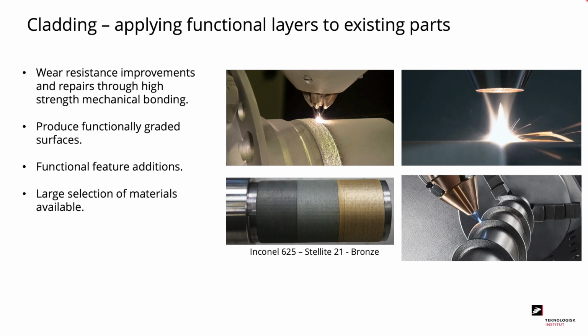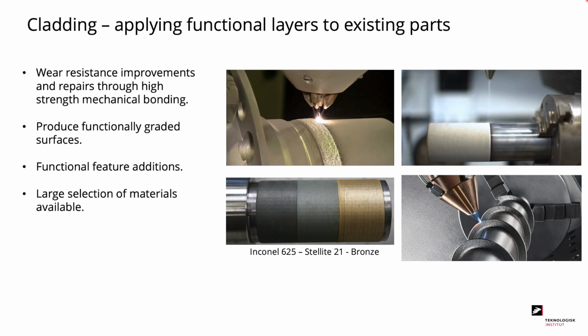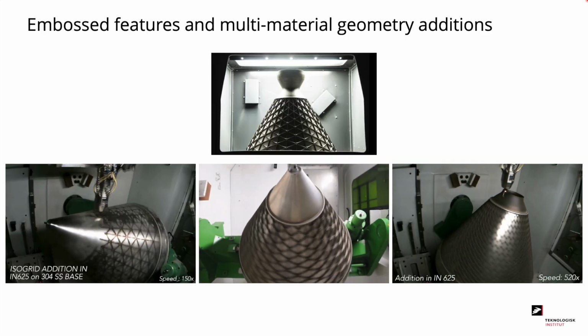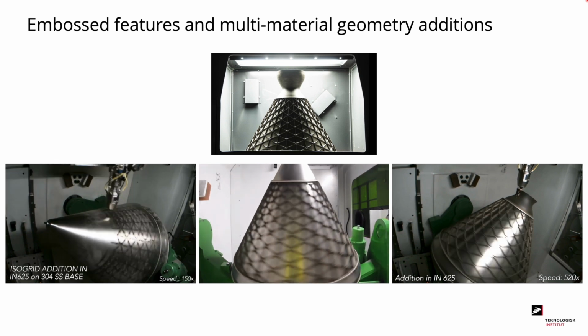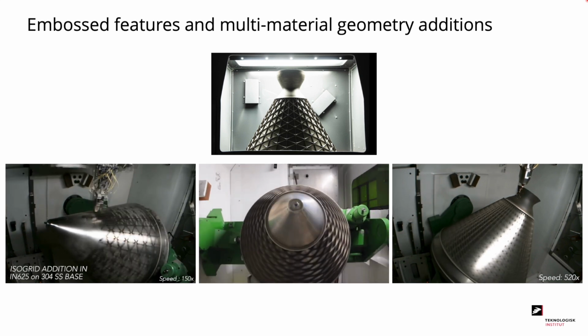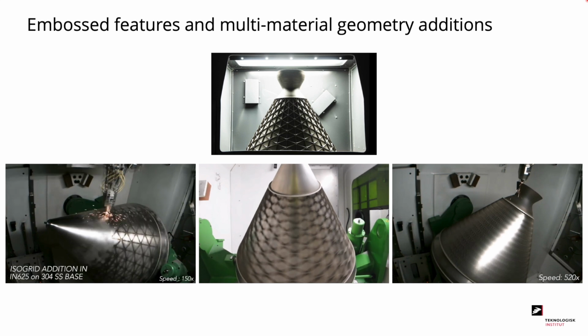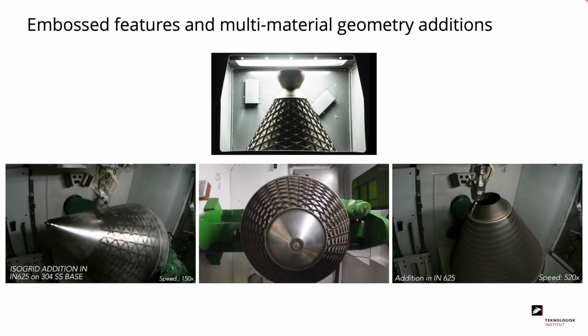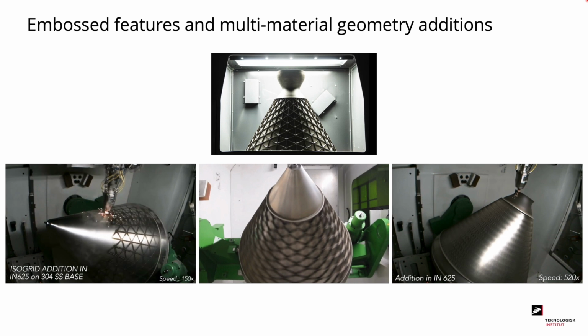Here we can apply functional layers to existing parts. This can improve the wear resistance of your parts, and it can be used to repair existing parts and obtain high strength mechanical bonding. One of the benefits is that you can produce functionally graded surfaces, and you can add functional features. This is available using a large selection of materials. Some of the other design possibilities are using embossed features and multi-material geometry additions. Here we see a cone being built using a lattice structure, after which we can add a cone shape to the top of our lattice structure.